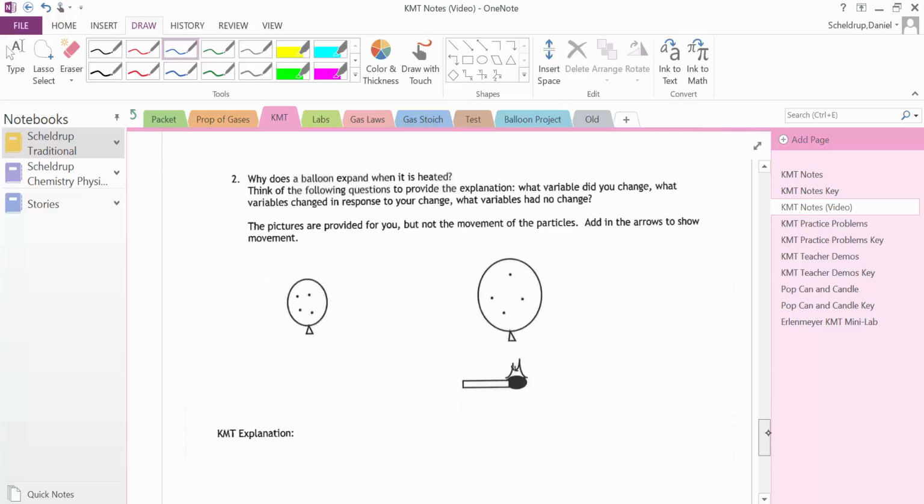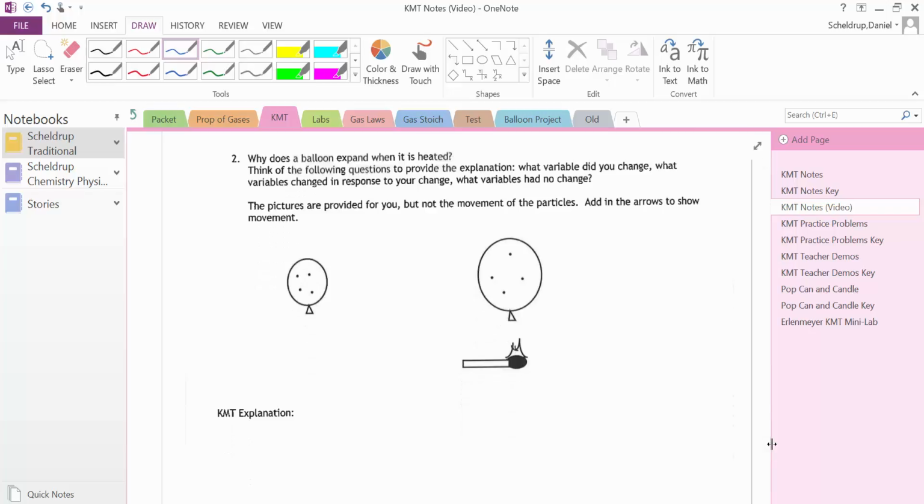Okay. Now this one gives us a picture of a small balloon and then a picture of a larger balloon. Remember that a balloon is a flexible container where the pressure inside is always equal to the pressure outside. That's how flexible containers will always work. And then we increase the temperature by putting a match under it.